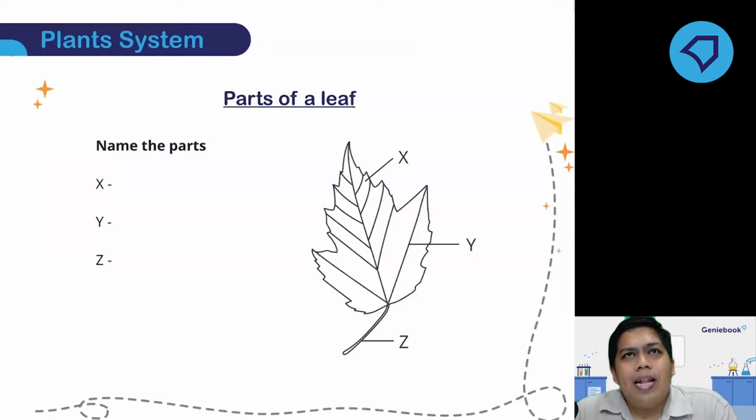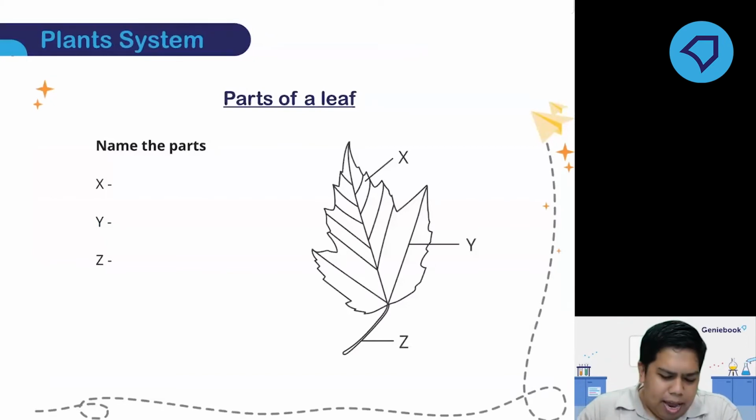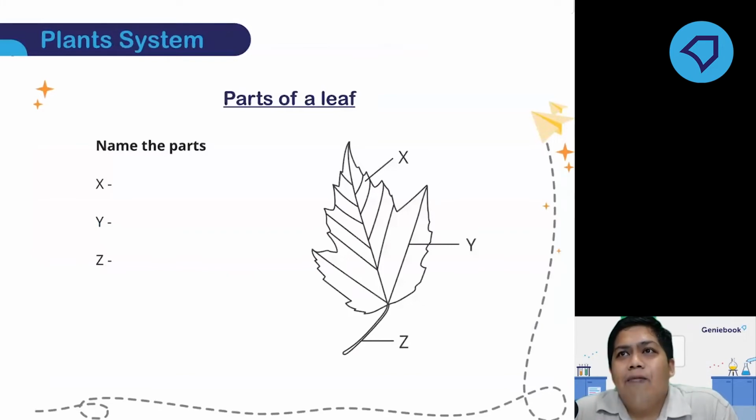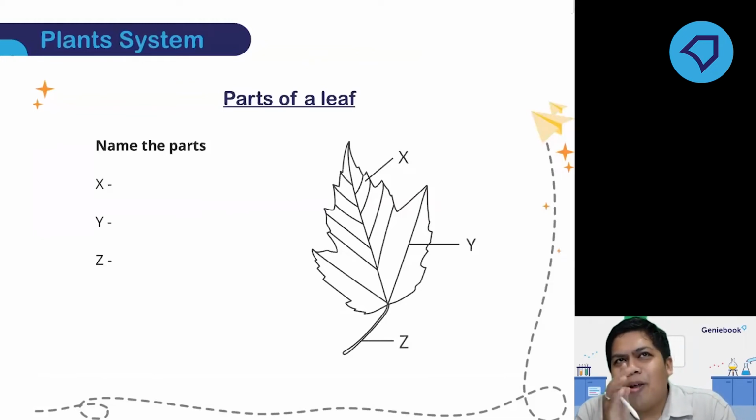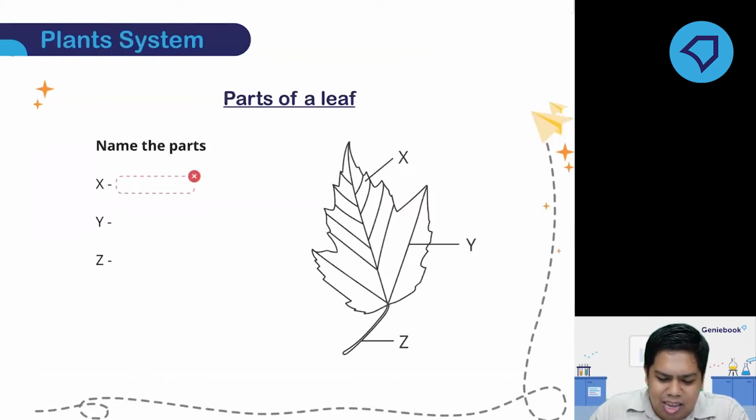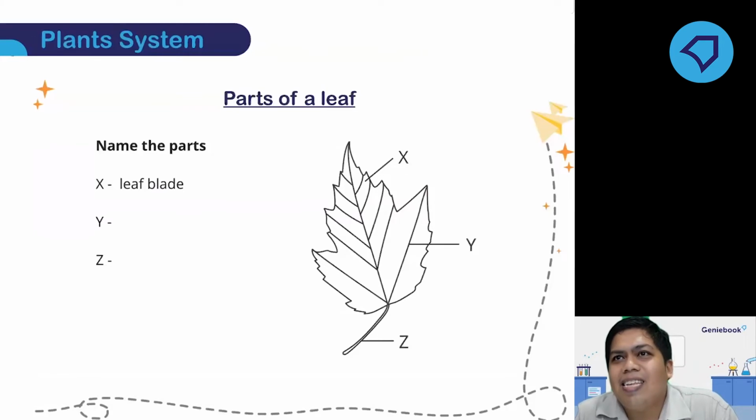So firstly, the parts of a leaf. We have X, Y, and Z over here. Can any of you name what is X? Jairus is correct. Look at where X is pointing. It is not pointing at the lines, it's pointing in between. So that is called the leaf blade. All right, that's the leaf blade. Take note of that.